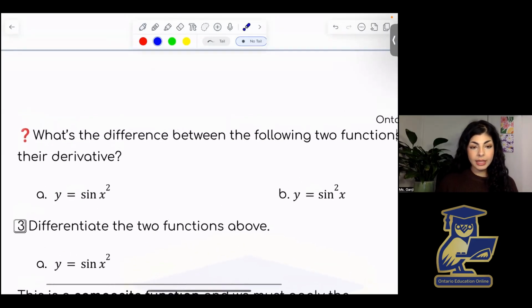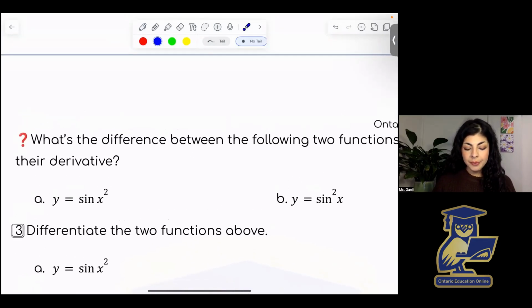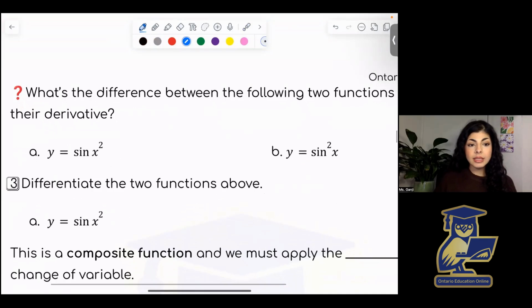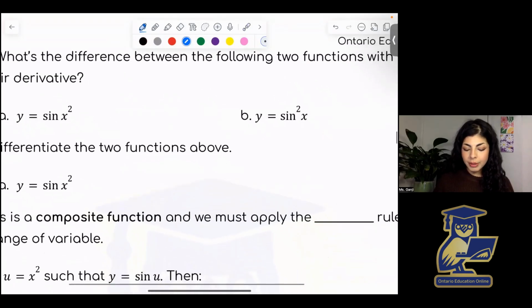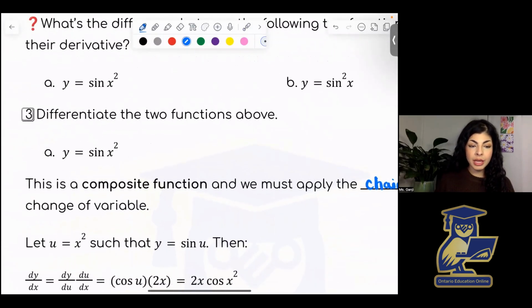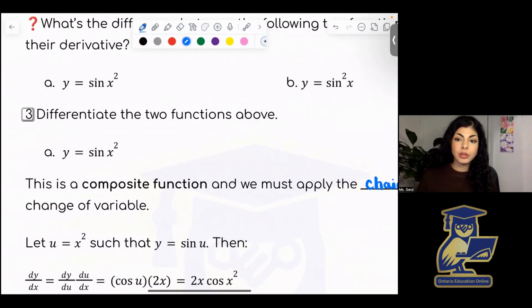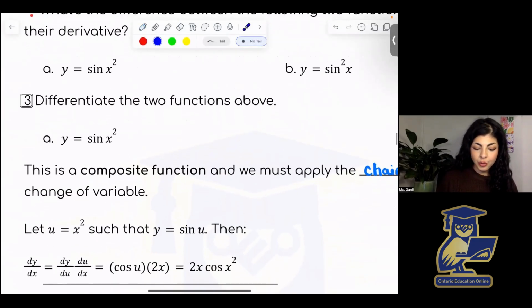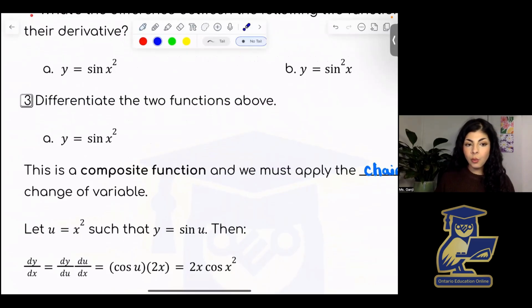So y equals sine x squared. This one is actually our composite function. So this is sine of an input, and our input is x squared. And so with composite functions, we are applying the chain rule. And to apply that, I'm going to use a change of variable here because it helps us with trigonometric functions to see it as just a variable with no degree. So I let u be equal to x squared, and then y is sine of u.